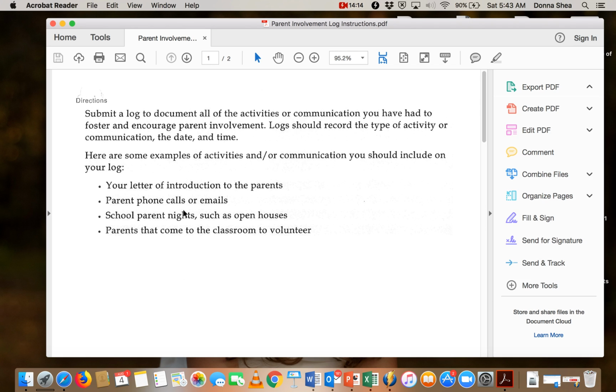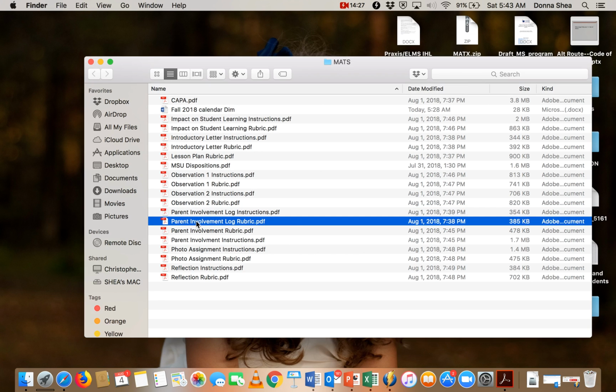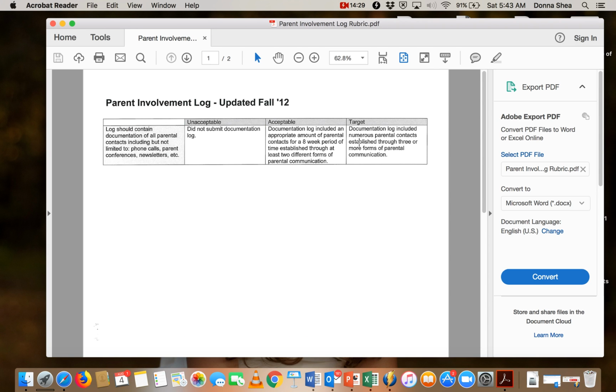There's going to be a parent involvement log. This is just the instructions for keeping this log. Any calls, and as an educator, you're always going to want to keep documentation of any communication that you've had with parents and guardians. That's the rubric to grade you on that.